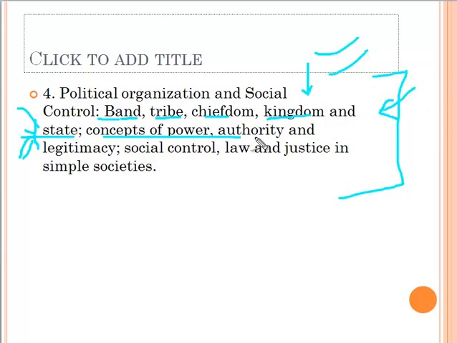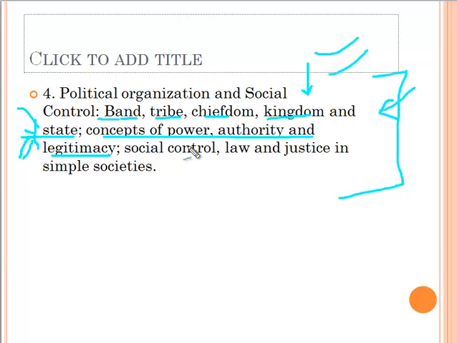The concept of power, authority, and legitimacy. Again, the concept of power, how the power is exercised, who will decide how to allocate the different resources, who will do what and all. So all this comes under the concept of power. This is also the concept of polity. Then authority, power and authority are related.